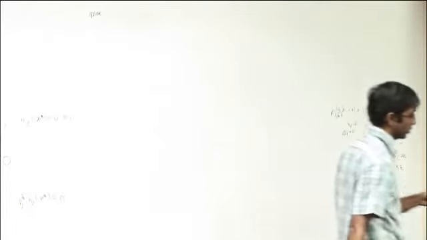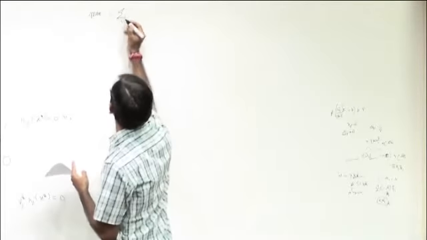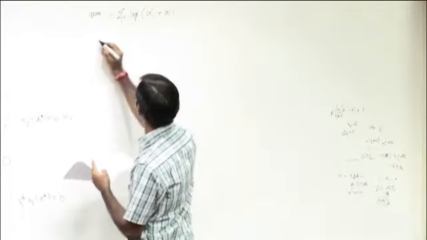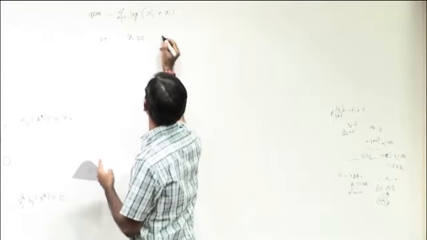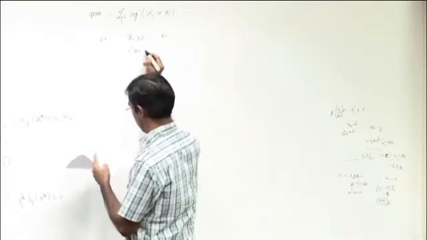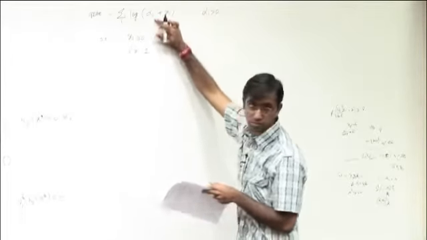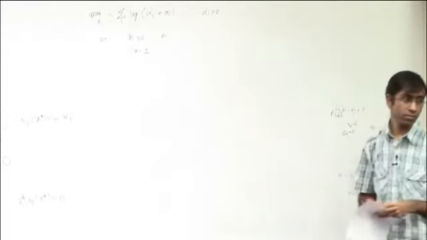Let's make sure that I don't make any mistake here. Minimize the negative sum over all i of log of alpha i plus x i, such that x i is positive for all i and 1 transpose x equal to 1. This is your problem. The alpha i are strictly positive and they are given to you, and you want to minimize over all x such that this holds.